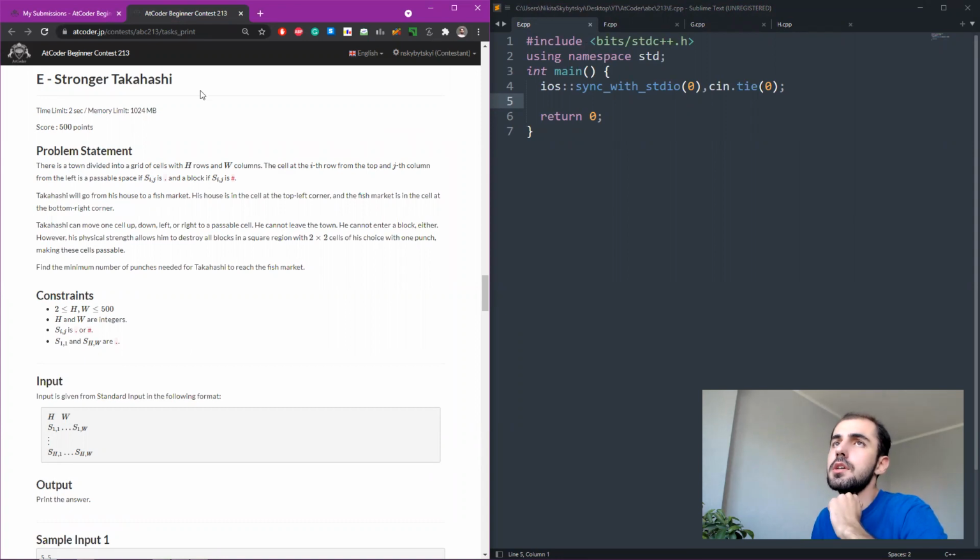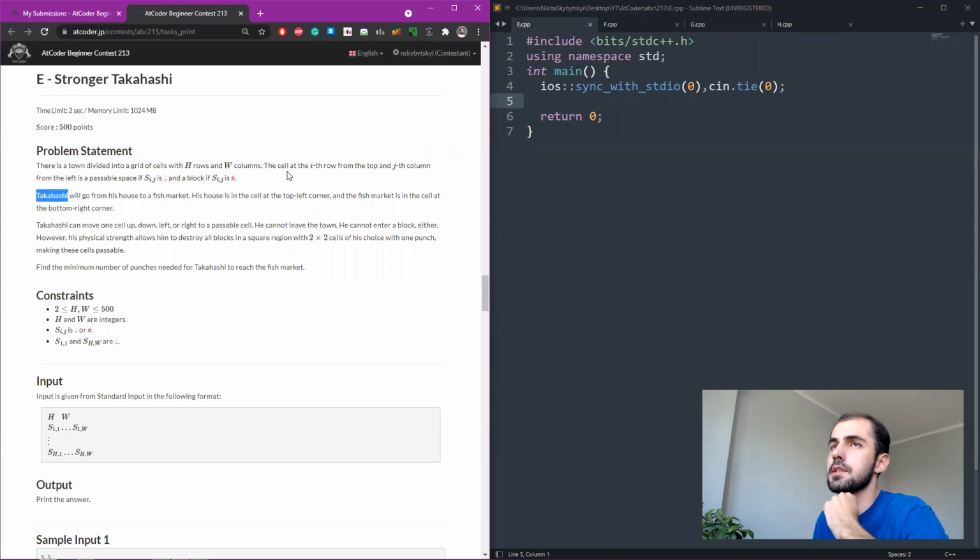Problem E is Stronger Takahashi. There is a town divided into a grid of cells with H rows and W columns. The cell S_ij is passable if it's a dot or blocked if it's a sharp, as usual. Takahashi will go from his house to a fish market.